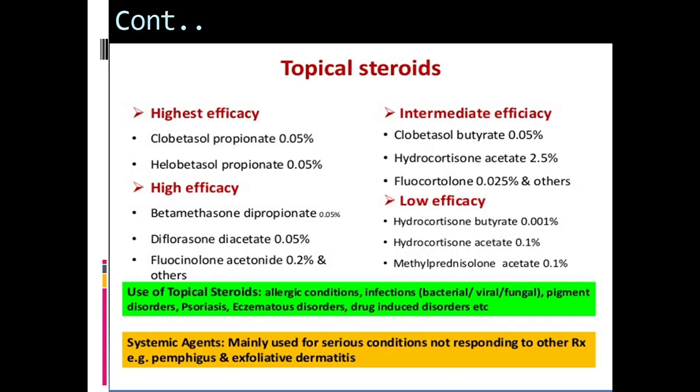Then use of topical steroids in case of allergic conditions, infections like bacterial, viral, fungal, pigment disorders, psoriasis, eczematous disorders, drug-induced disorders, etc. But with cautions. Systemic agents are mainly used for serious conditions not responding to other treatment, for example pemphigus and exfoliative dermatitis.